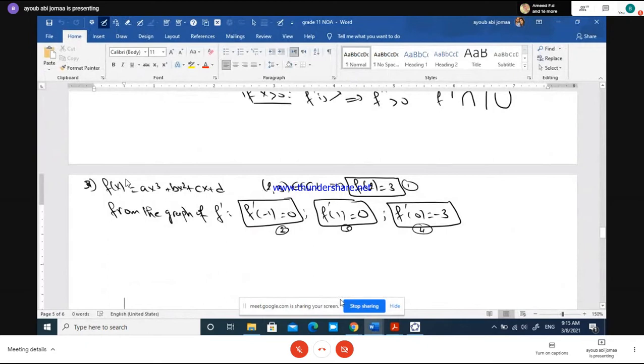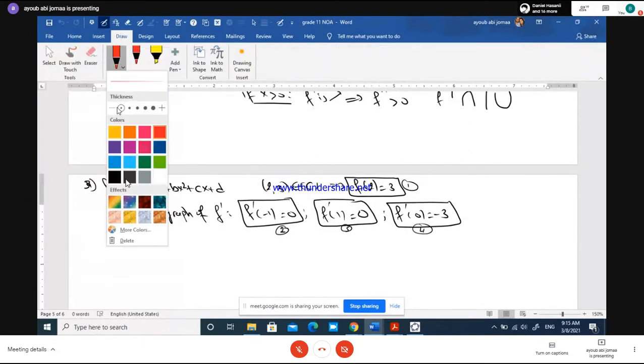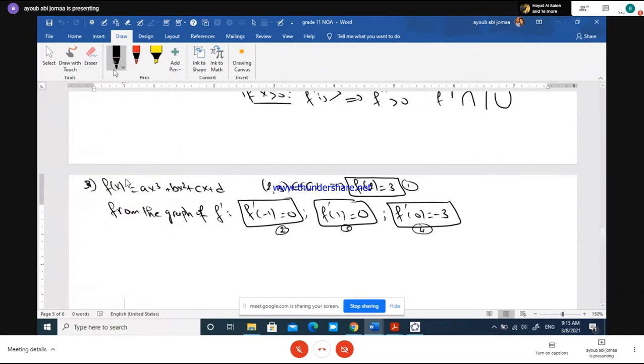f prime of -1 is 0, f prime of 1 equals 0, and f prime of 0 is equal to -3. In addition, point A of coordinates (2, 3) belongs to the curve, then f of 2 is equal to 3. Now, you have to use this information in order to find a, b, c, and d.